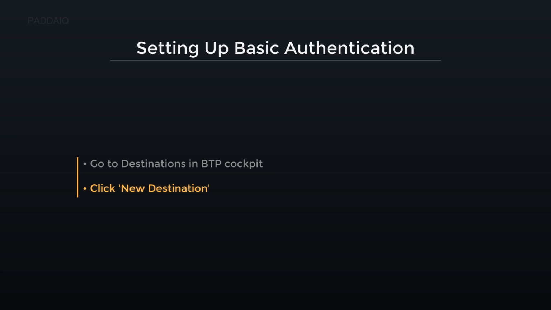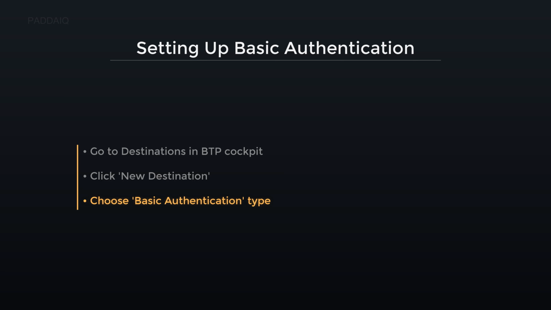Click New Destination. This means you are creating a new connection point within SAP BTP to link to an external system. For example, to connect your BTP account to a company's on-premise HR software for data exchange. This action initiates the process to securely configure that vital communication link between your cloud application and the target service.